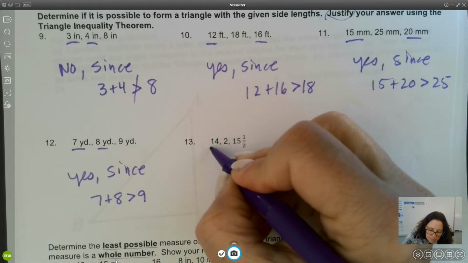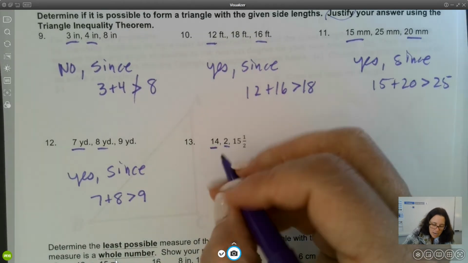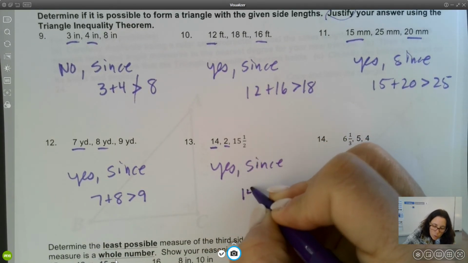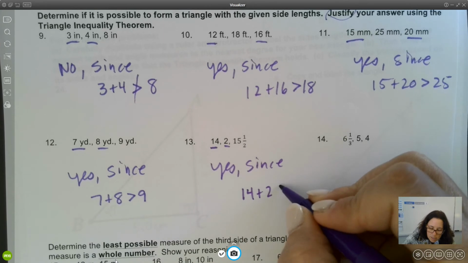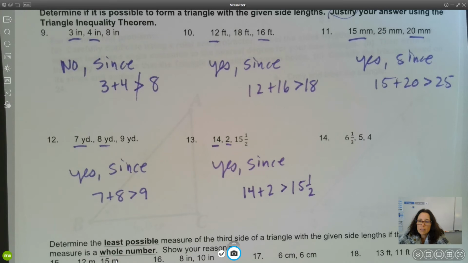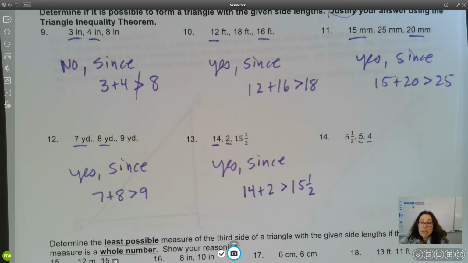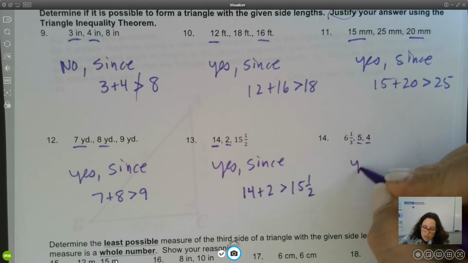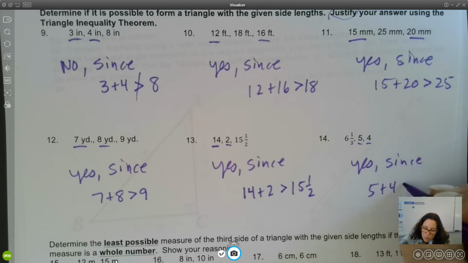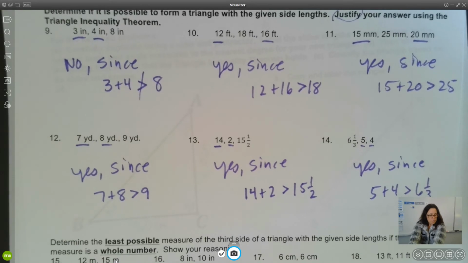Okay, this guy, 14 plus 2 is 16. Is that bigger than 15 and a half? Yes, since 14 plus 2 or 2 plus 14, doesn't matter, is greater than 15 and a half. This guy, the two smallest, 5 and 4, that would be 9. It's bigger than 6 and a third, so yes, since 5 plus 4 is bigger than 6 and a third. Okay, so that's all you're doing for those.